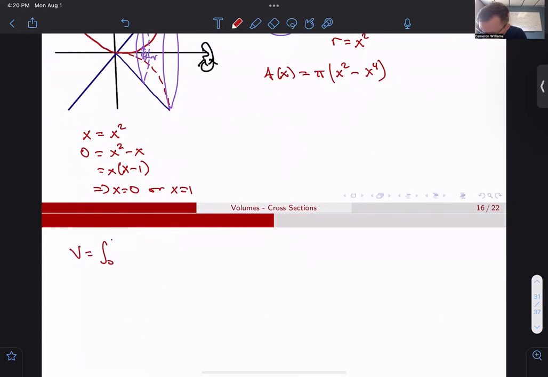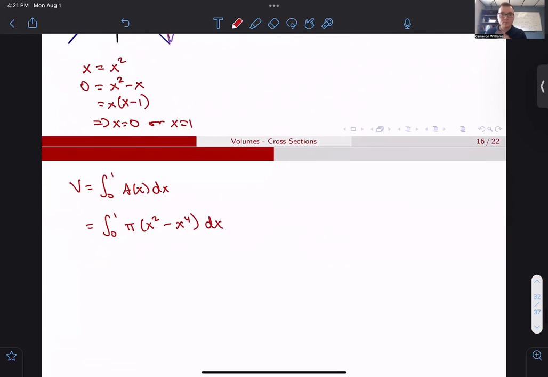So it's the integral 0 to 1 of area of x dx. So that's the integral 0 to 1 of pi times x squared minus x to the 4th dx. I'm going to factor out my pi. Again, I like my constants on the outside. You don't have to do that. 0 to 1, x squared minus x to the 4th dx. And these are, again, just powers of x. We can do power rule.